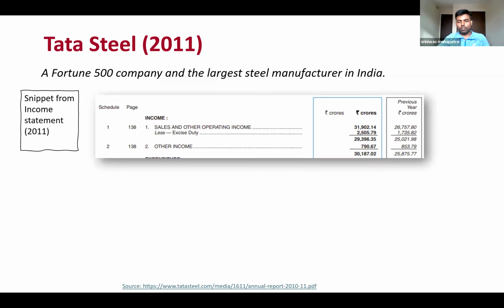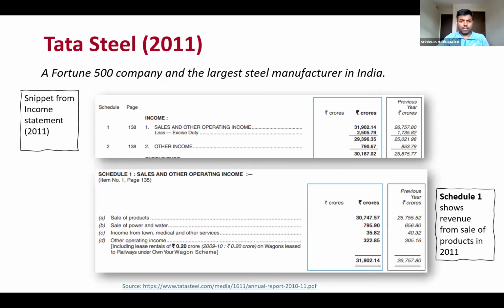So this is the top line of their income statement from 2011, which talks about sales and other operating income, roughly 31,900 crores. A crore is like 10 million, so you can say 319 billion rupees. And then when we go into the schedule, they say that out of these 31,900, roughly 90% comes from the products, 30,747.